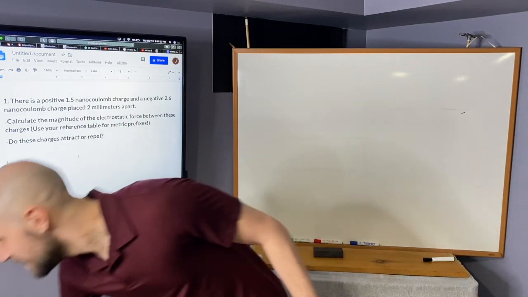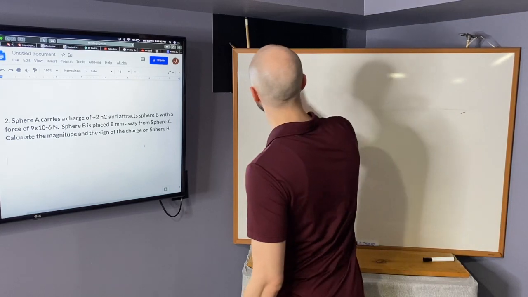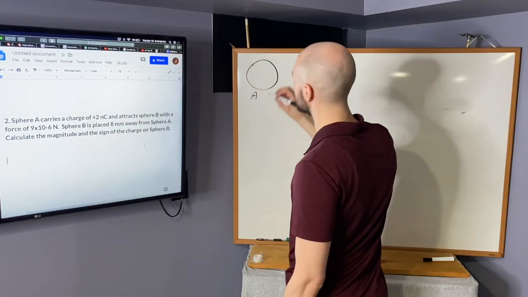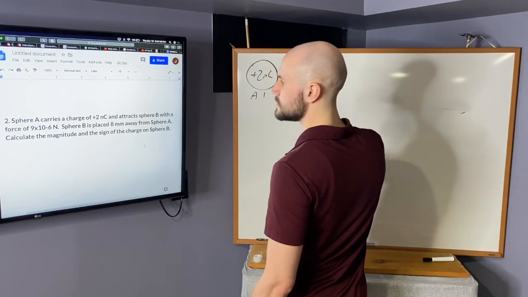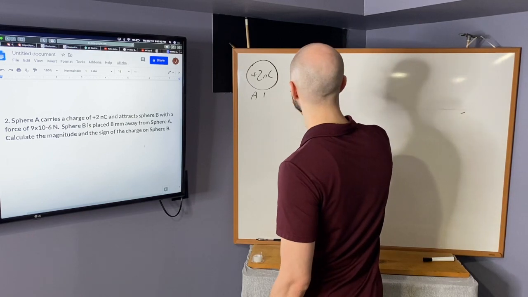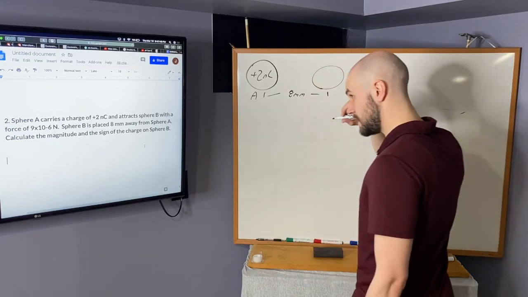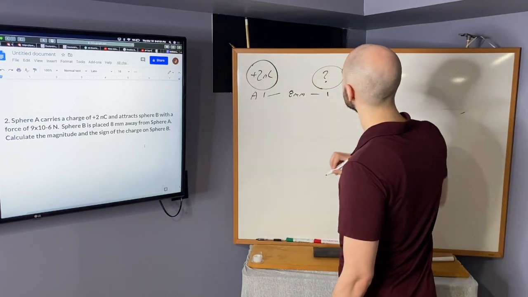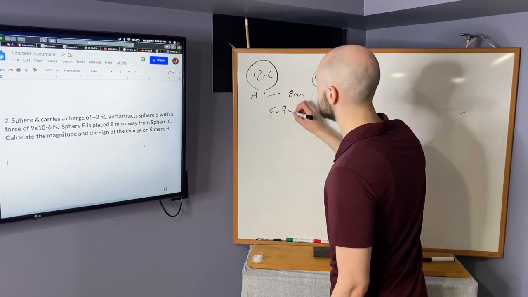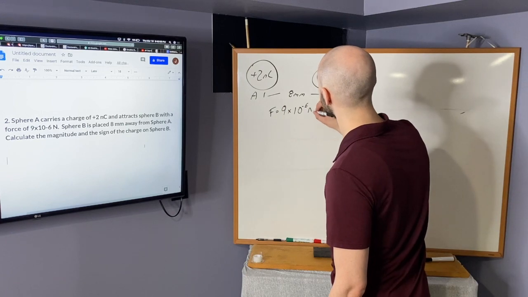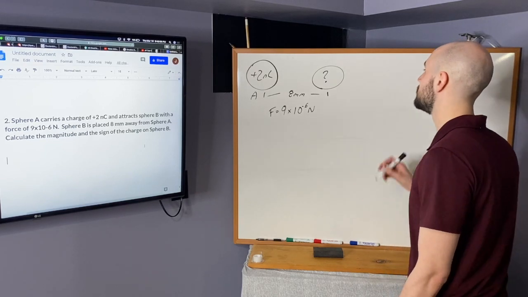All right, question number 2. Sphere A and sphere B. Sphere A has a charge of +2 nanocoulombs. It's placed 8 millimeters away. And sphere B has a charge of unknown. We know the force between them is equal to 9 times 10 to the minus 6 newtons. 10 to the minus 6 is micronewtons. And we want to figure out the charge on B.